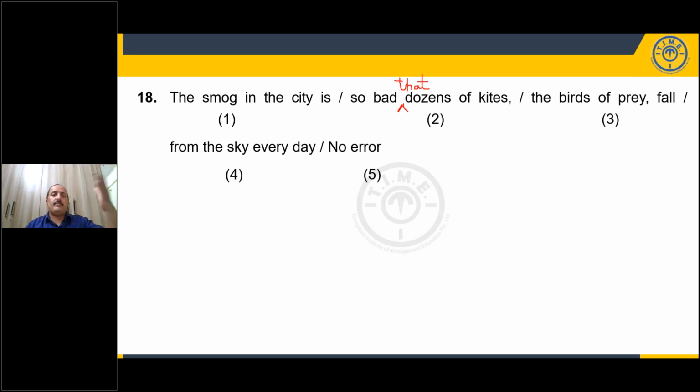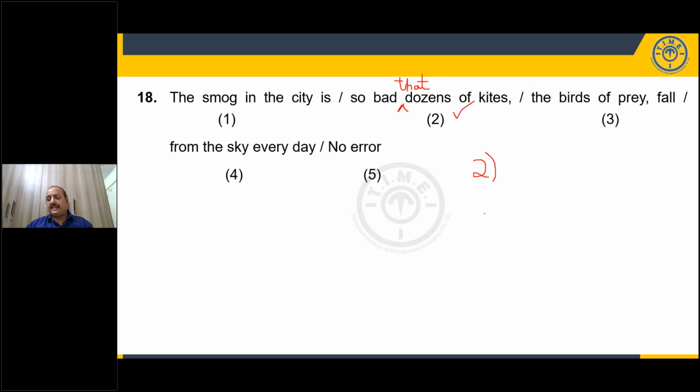So the movie is so boring that we fell asleep, or the class is so interesting that we paid attention throughout the duration. So here we need a "that" between bad and dozens. So now the corrected form would be, the smog in the city is so bad that dozens of kites, the birds of prey, fall from the sky every day. So definitely part number 2 has an error. I need a "that" out there.